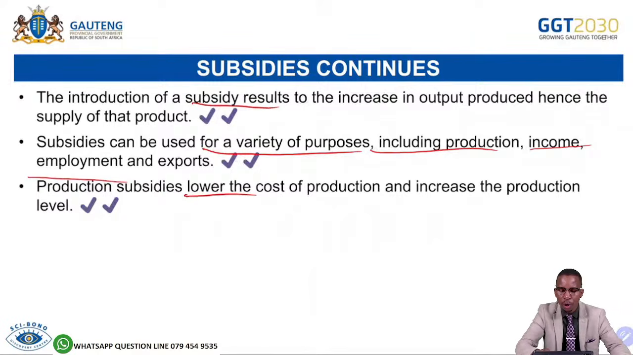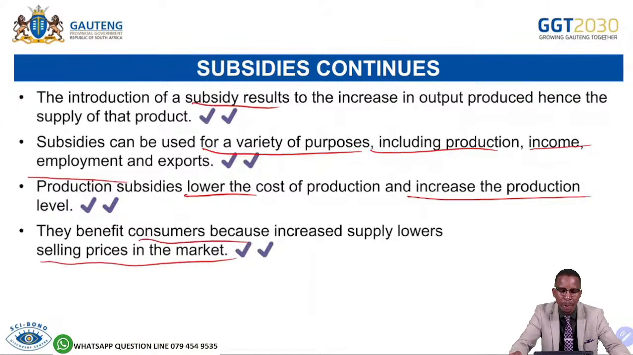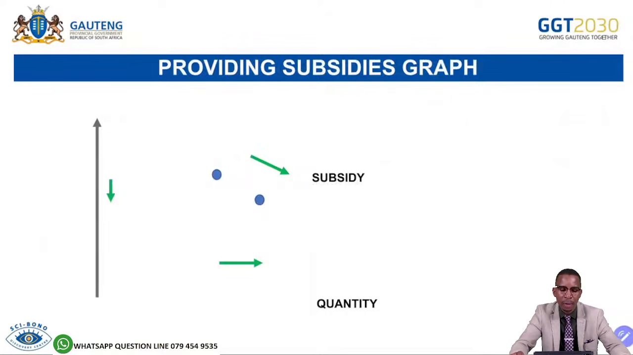Production subsidies lower the cost of production and increase the production level. And then they benefit consumers because increased supply lowers the selling price, resulting in them affording more of that particular product. There is our graph for the subsidy.